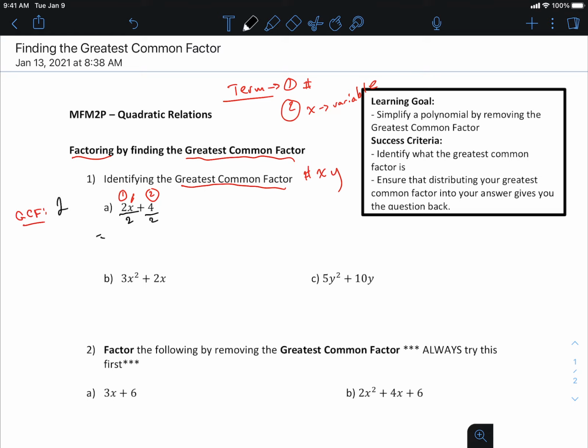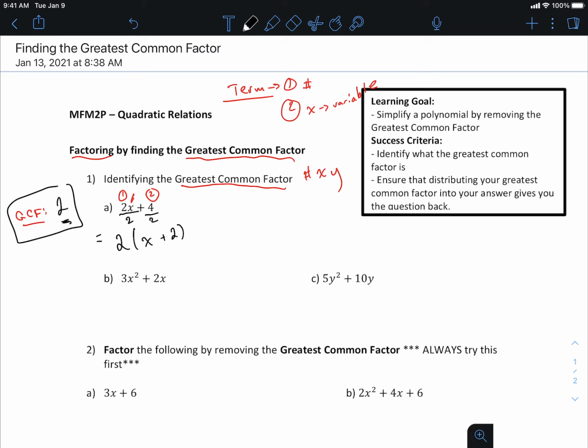The next step is, as soon as you identify this, you write the greatest common factor out front. Then you open up some brackets and tell me what's left on the inside of the brackets after you remove this greatest common factor. Well, 2 can be pulled out of 2x, and so we just get an x left, and then plus 2.